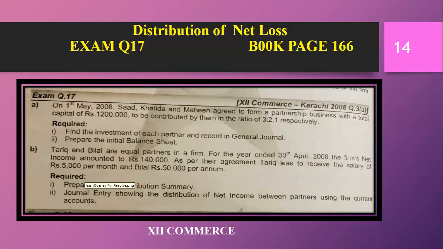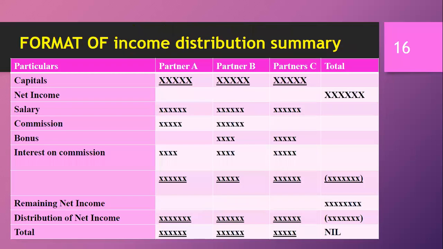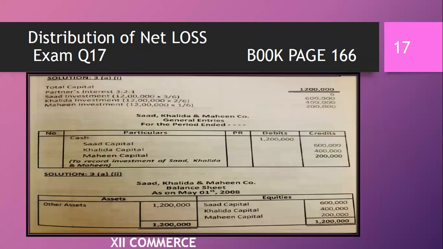Then we have Bilal, 50,000 per annum. This is the per year salary given, and this is the per month salary given. You have to apply month over here, but don't apply month in Bilal's salary. Then what you have to require: income distribution and distribution of net income. This is your required part. This is the format which I usually discussed with you, in which we have adjustments also mentioned.